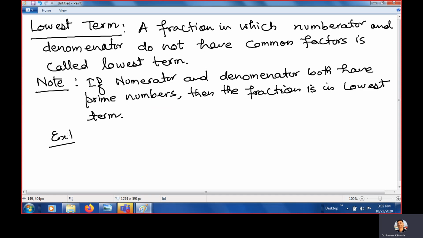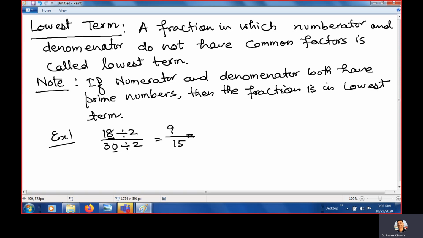Let us say example number 1. Find the lowest term of, say, 18 upon 30. I told you about divisibility: how to search for a number which is divisible by 2, by 3, by 5. You need to remember these three particularly. Divisibility cases are very limited. Look here, 8 and 0, so it is divisible by 2. 18 divided by 2 is 9, and 30 divided by 2 is 15.